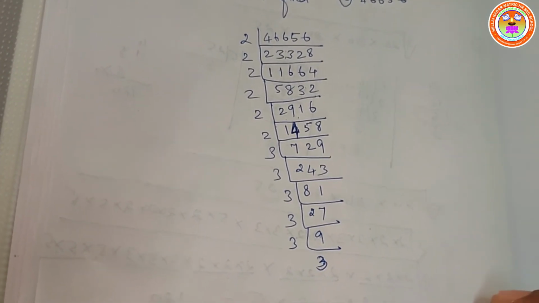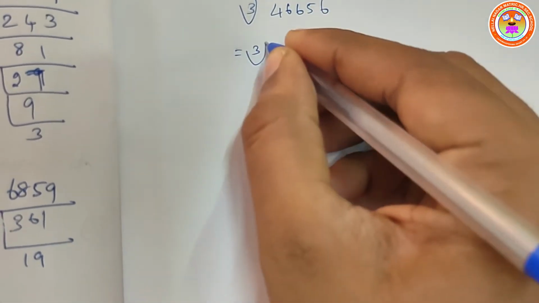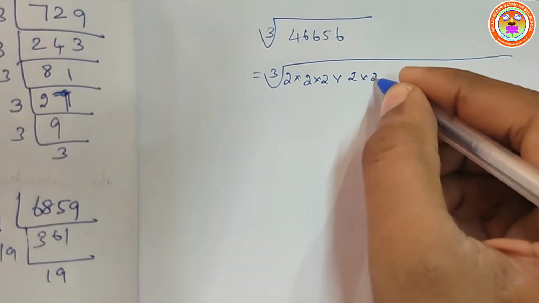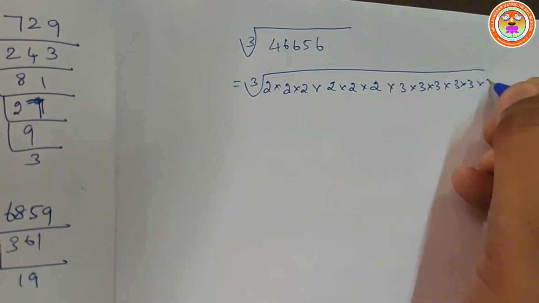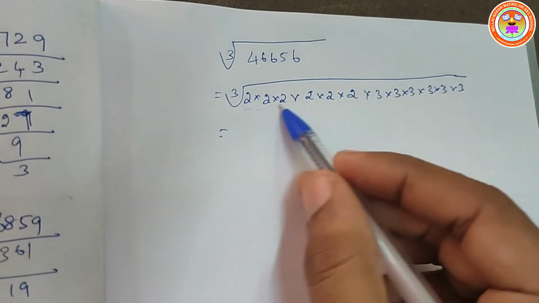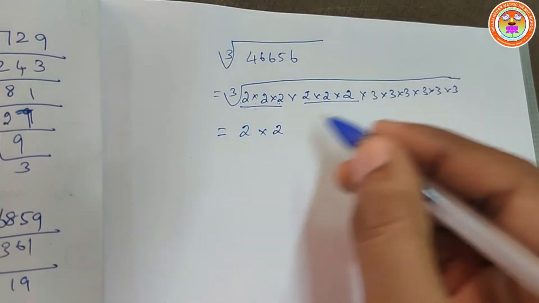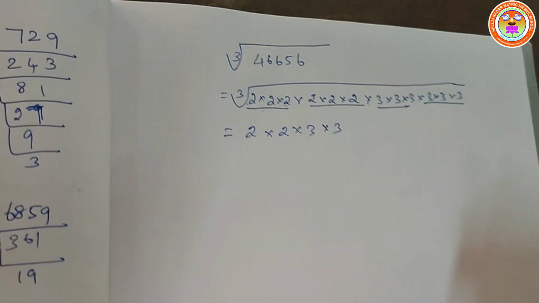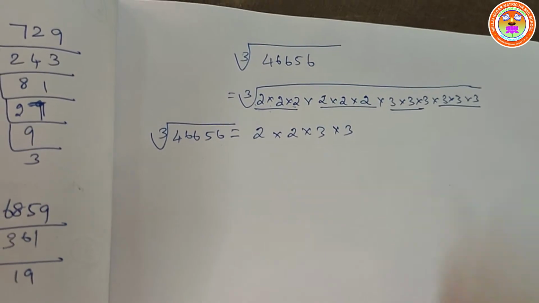Now we will find it for the cube root of 46,656 equal to cube root of, so write all the numbers, 2 into 2 into 2, 2 into 2 into 2, and 3 into 3 into 3, 3 into 3 into 3. As I said earlier, for this set of 3 numbers you will take 2 outside, and for these 3 2s you will take 2 outside. This set you will take 3 outside, and this set you will take 3 outside. This is the value of cube root of 46,656.